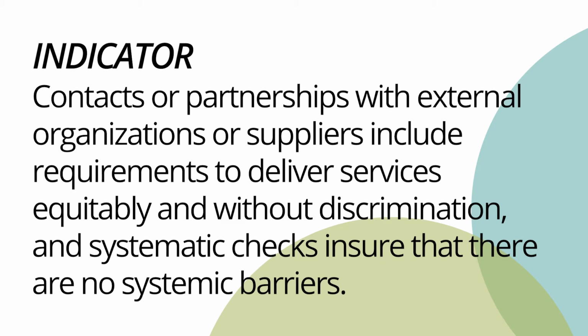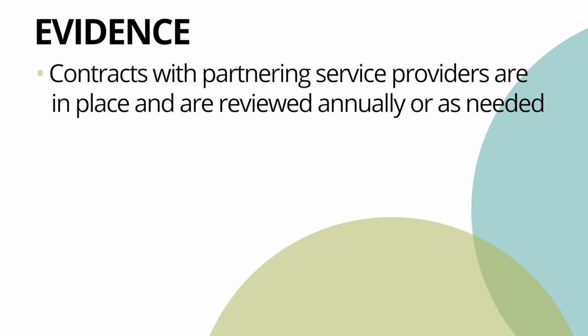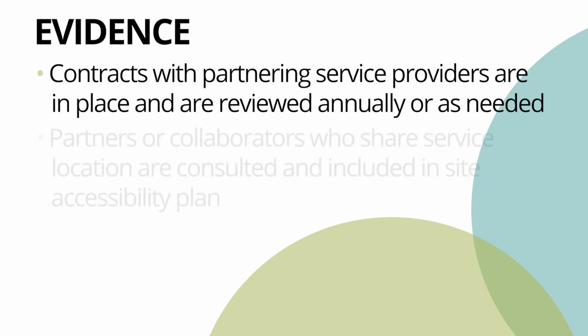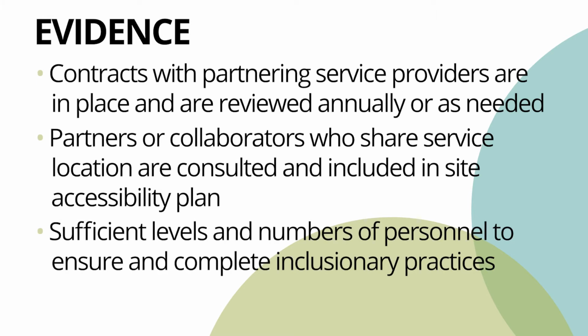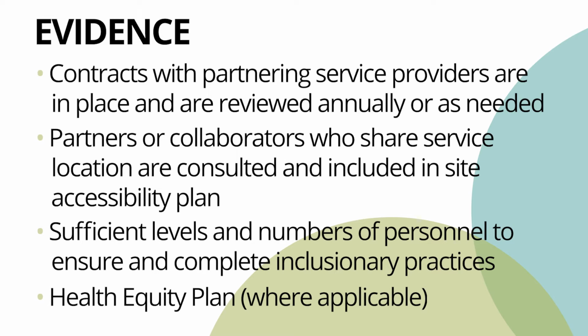Indicator. Contracts or partnerships with external organizations or suppliers include requirements to deliver services equitably and without discrimination, and systematic checks ensure that there are no systemic barriers. Evidence. Contracts with partnering service providers are in place and are reviewed annually or as needed. Partners or collaborators who share service location are consulted and included in site accessibility plan. Sufficient levels and numbers of personnel to ensure and complete inclusionary practices. Health equity plan, where applicable.